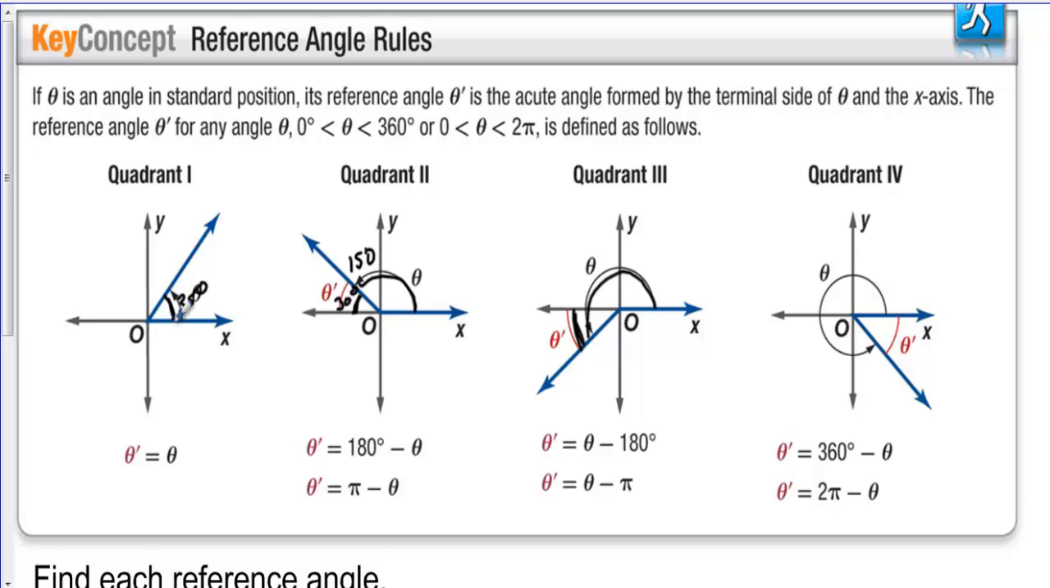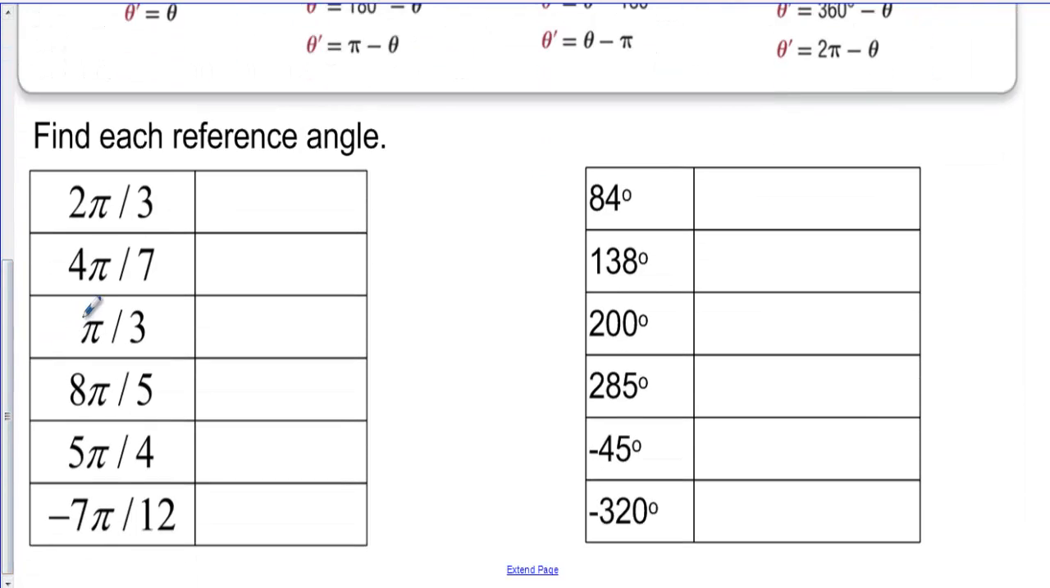And the same rule applies over here. The angle is 35 degrees from the x-axis. And same thing over here. How far would this angle be? How far away from the x-axis would this angle be? That's the reference angle. Find each reference angle.